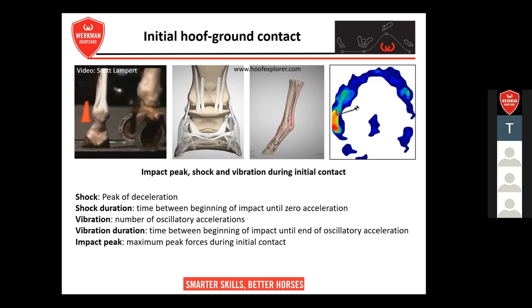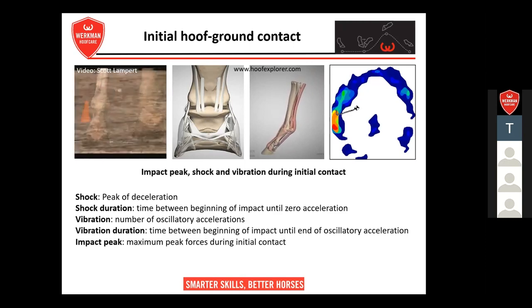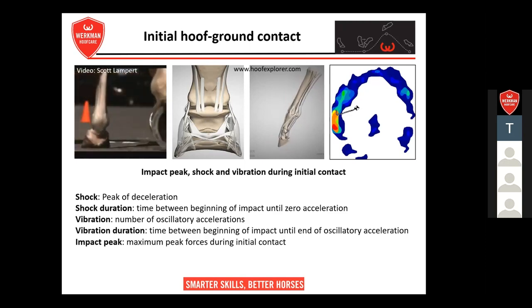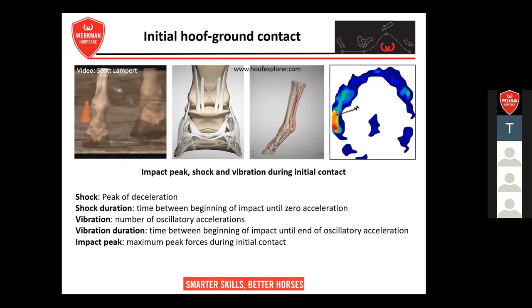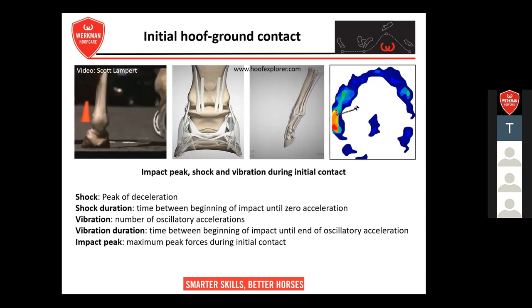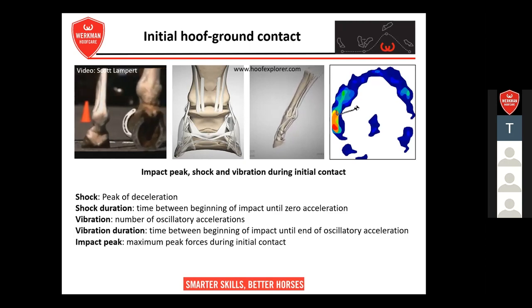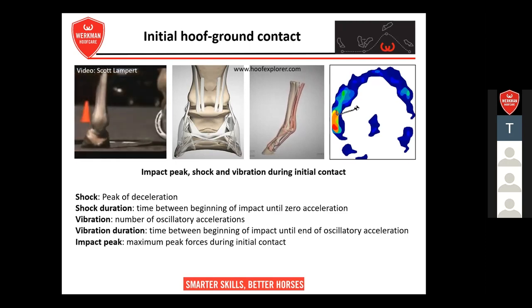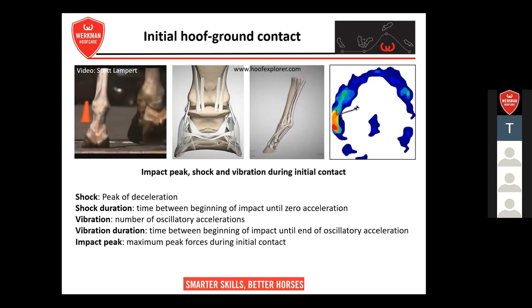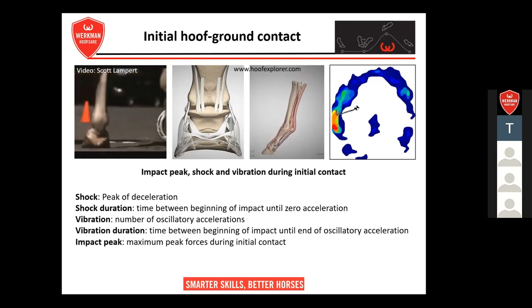the load, the pressure and the forces are distributed to a smaller area than if the hoof has a flat landing and all parts of the hoof have ground contact at the same moment. The larger the surface available for force distribution, the fewer pressure peaks or impact peaks we see. But as I said, it's sometimes not easy to change. So impact peak is a very important parameter as well. So shock, vibration, and impact peak describe more or less the quality of initial hoof ground contact.